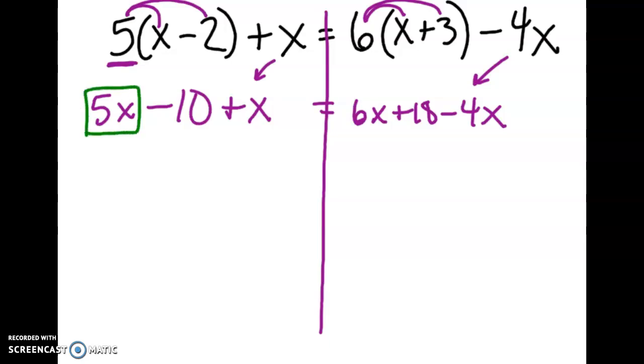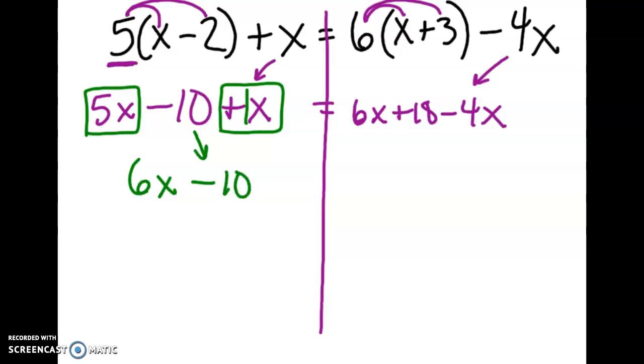I have a 5x, that's positive, and a positive 1x. If you want to put the 1 there, that might be helpful. Notice that I included the plus sign when I boxed it. That's because it tells me whether I need to add or subtract. Okay, so I have 5x plus 1x is 6x. And then I'm bringing down the minus 10 because there's nothing to combine with it.